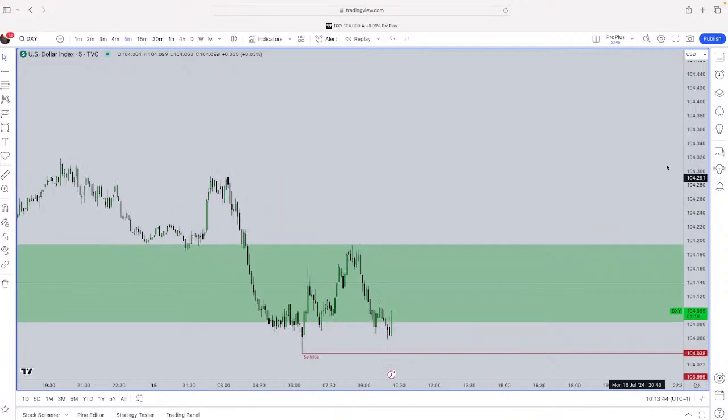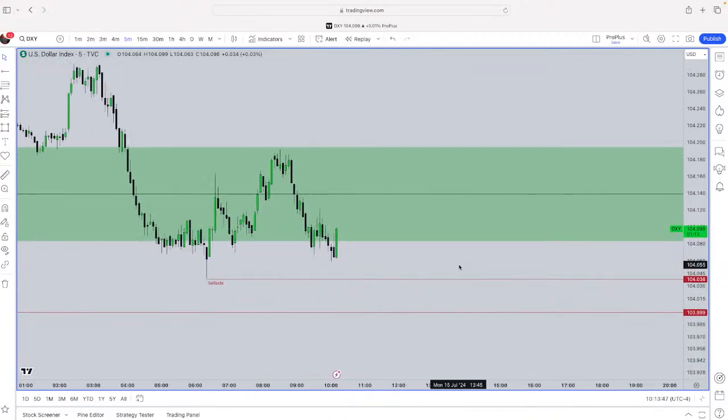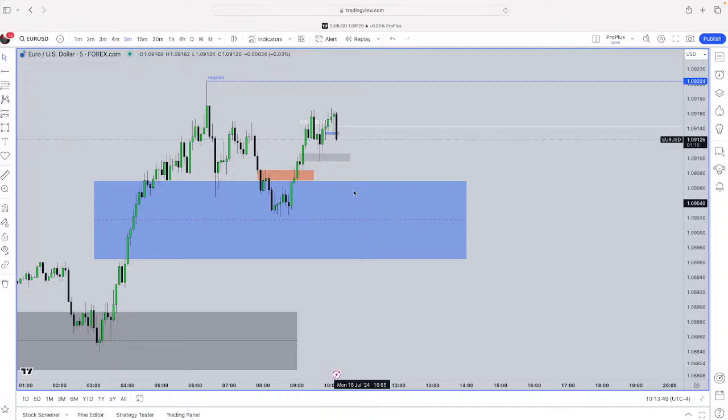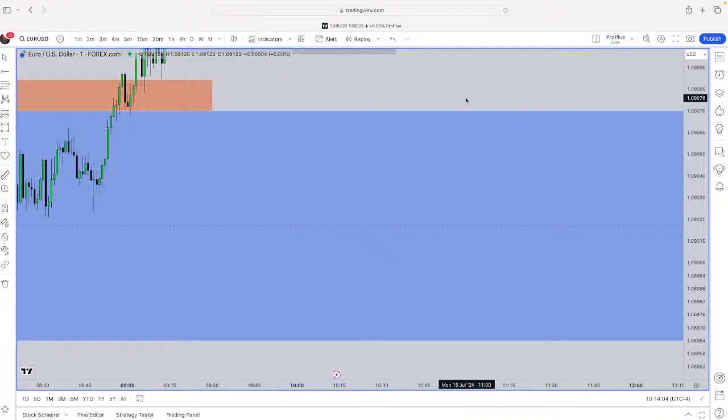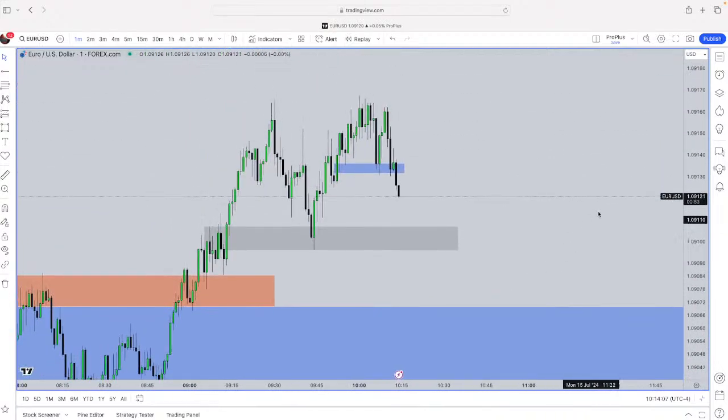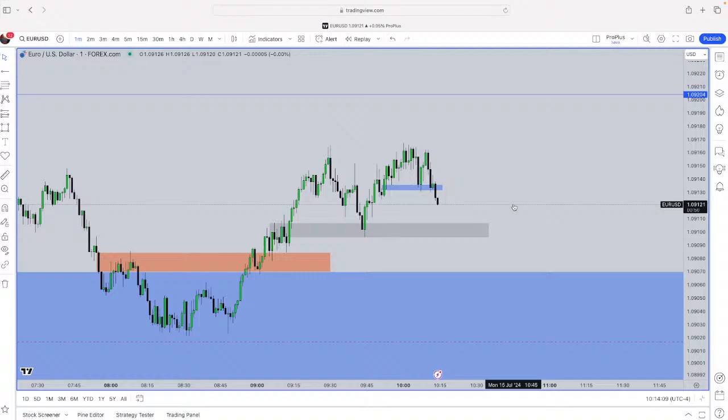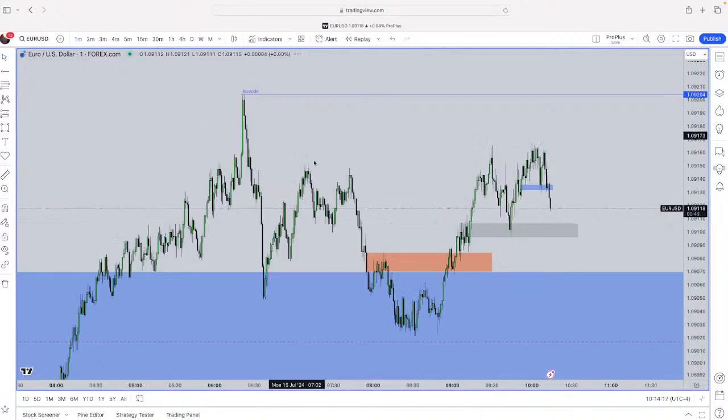So dollar's running back into the weak opening gap. So euro looks like it's probably going to keep trading lower. But yeah, that's all for today really. It couldn't make the run here to take out this buy side, but it still took out these equal highs here from that run here.